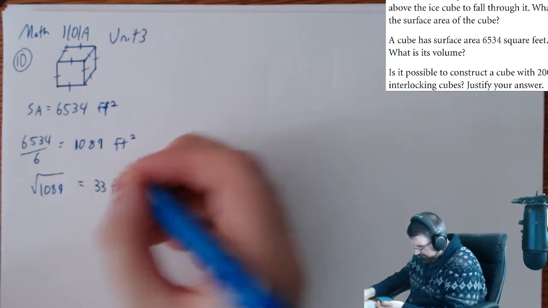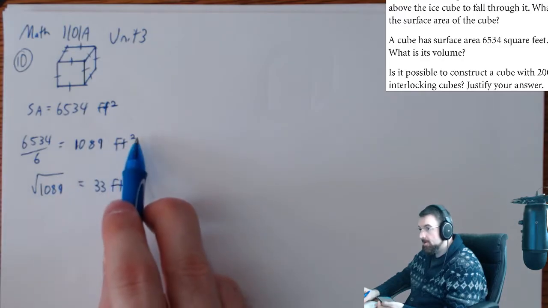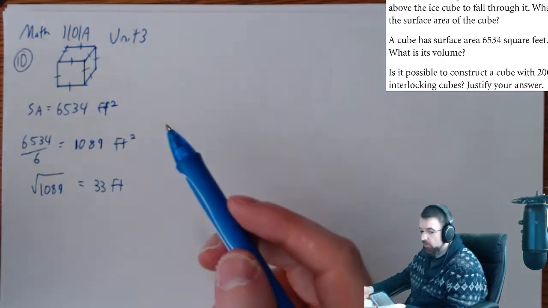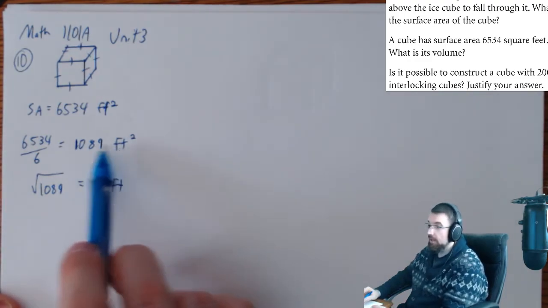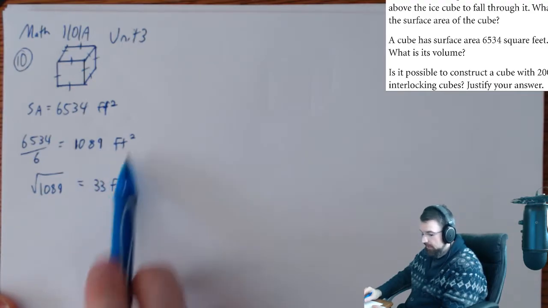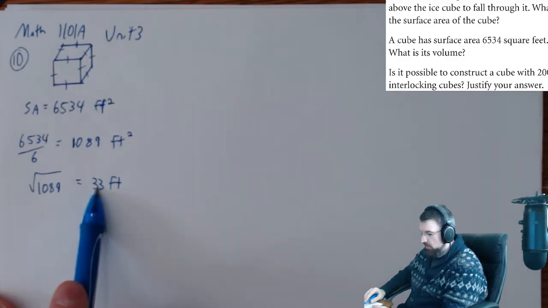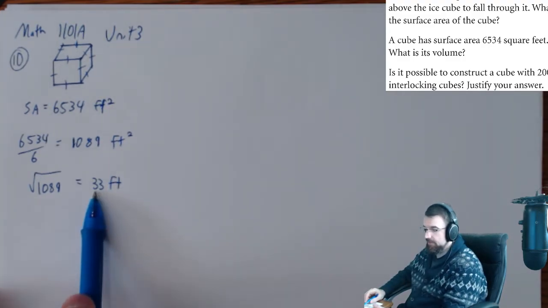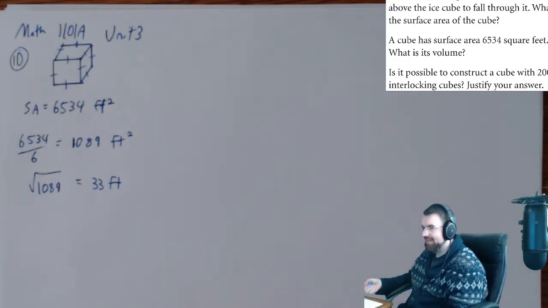33 feet. Now it's not feet squared anymore, now it's feet, because the square root, or any operation, affects the unit as well as affecting the number. So we took the square root of the number, and at the same time we take the square root of the unit as well. And it is worth noting that this is positive or negative 33, but because we are dealing with a geometry problem, we know that it's a positive answer because, in the real world, a negative length doesn't really make sense.